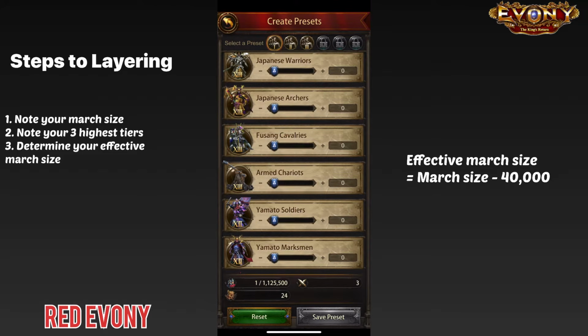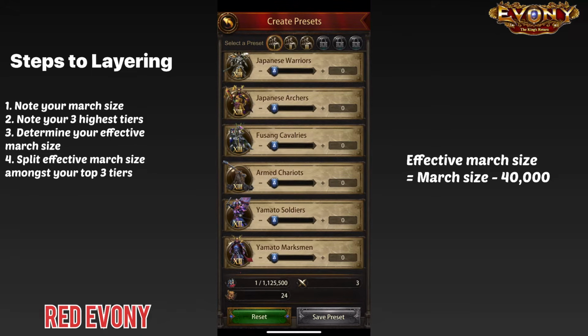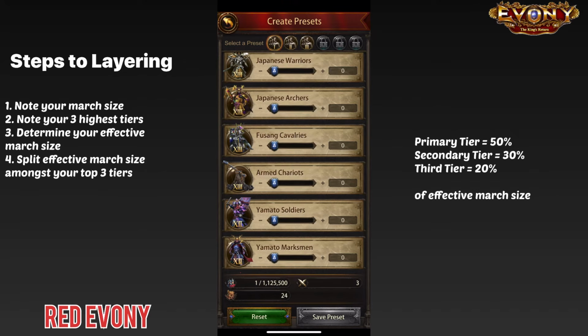Now that we have our effective march size, we need to split this march size amongst the 3 main tiers. And this is done very simply. We take half of the effective march size that goes into our primary tier. The remaining half gets split between the secondary tier and the third tier in such a way that the secondary tier has more troops than the third one. So when all is said and done, we'll end up with something like a 50, 30, 20% split amongst the primary, secondary, and third tiers.